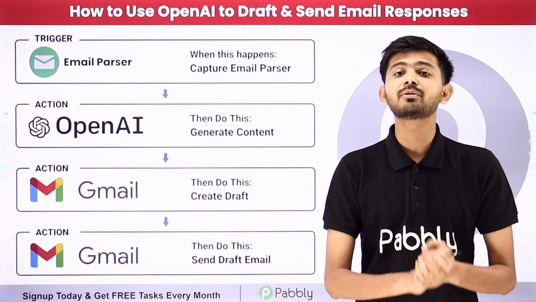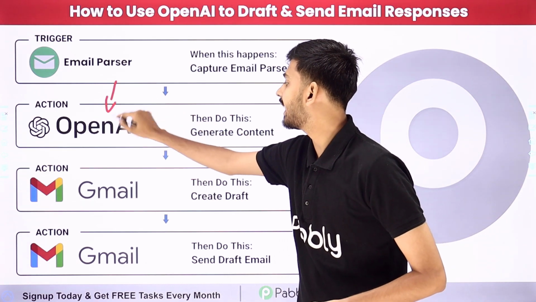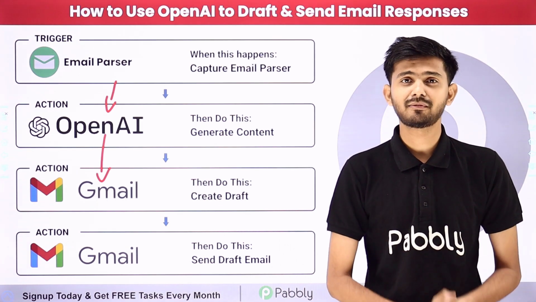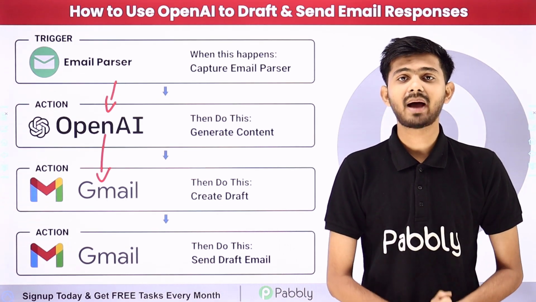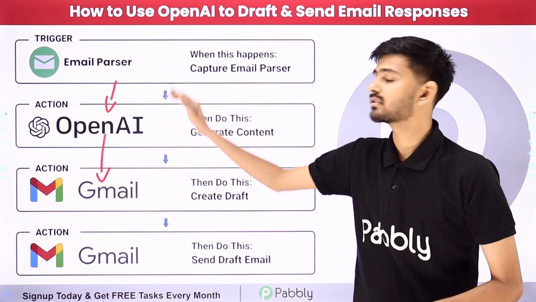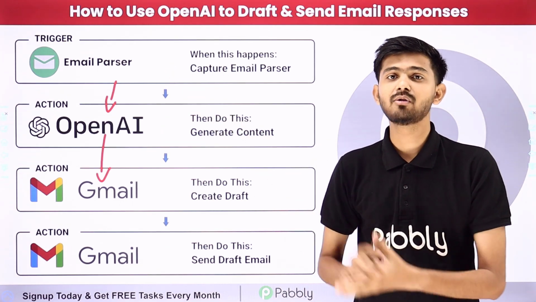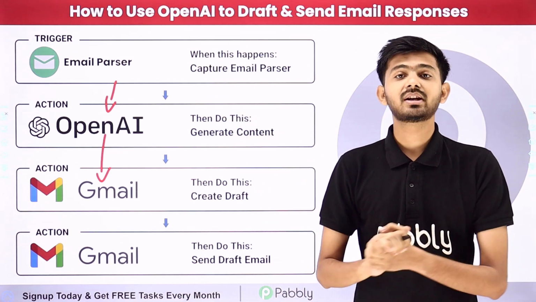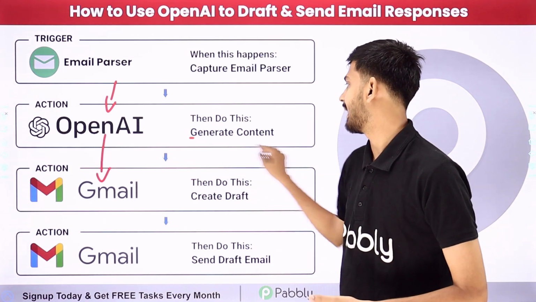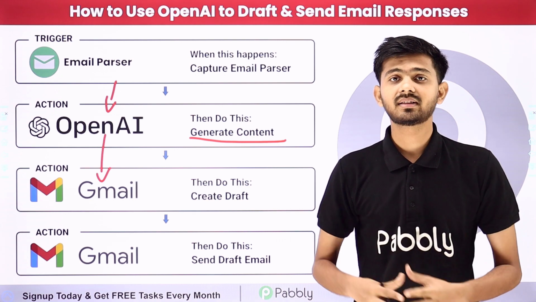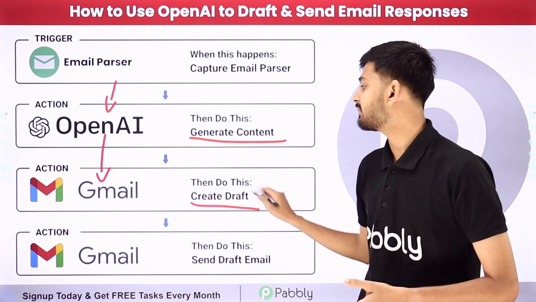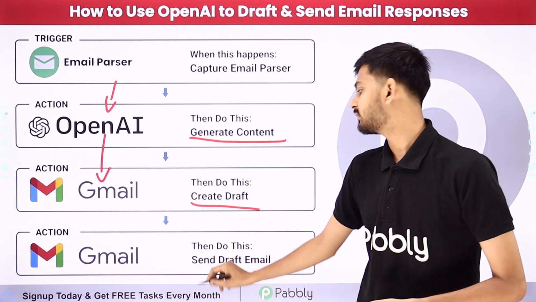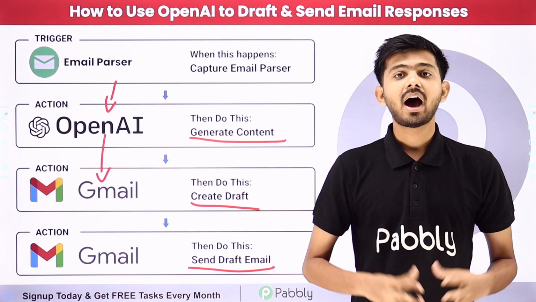For my objective, I have to build a connection between email parser, OpenAI, and Gmail, and for building this connection, I'm going to use Pabbly Connect, which is an amazing software for automation and integration. With Pabbly Connect, I'm going to use email parser to forward all the emails to my Pabbly Connect account, and as I receive new emails, I'm going to use all those email details to generate content for my email response using OpenAI. Once I get the content, I'm going to first create a draft in my Gmail account, and after creating that draft, I'm going to send that email back to my customer using Gmail. So how am I going to build this connection?